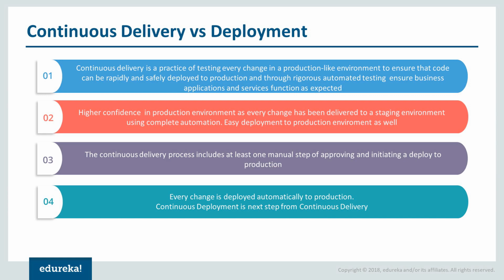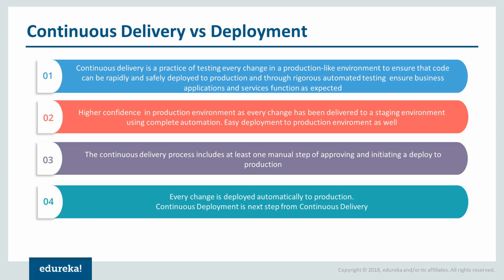The continuous delivery process includes at least one manual step of approving and initiating a deploy to production. So that's the major difference, as we have discussed. In continuous deployment, every change is deployed automatically to production. In case of delivery, there is a manual check at the end, as we see in step number 3.